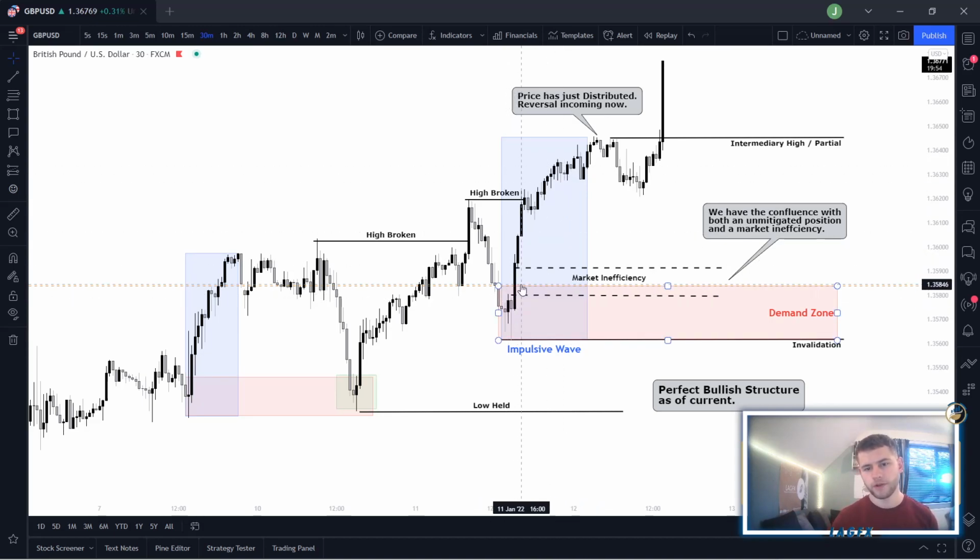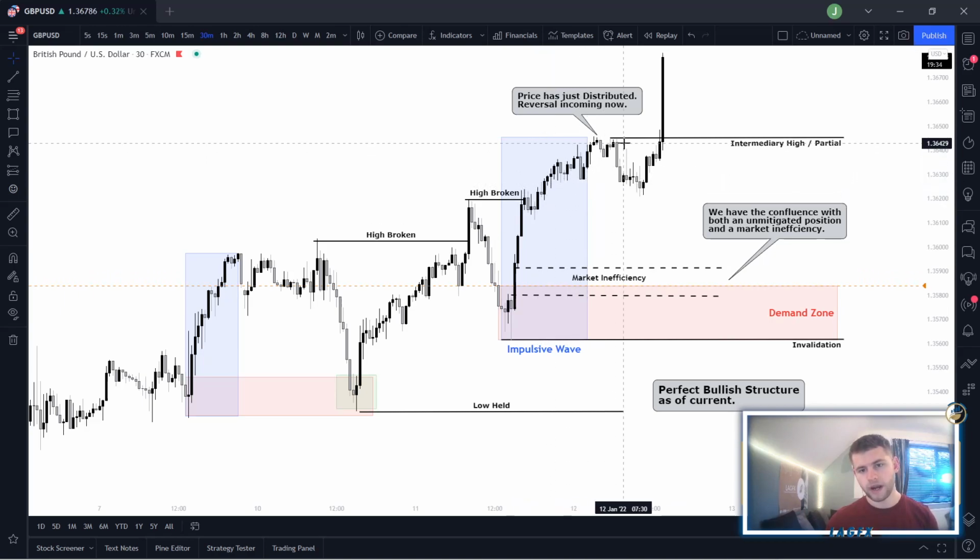If we can confluence that with a market inefficiency, even better. We've been able to do that here because there's inefficient price action throughout this region, no clear retracements to mitigate any positions between this area. It's just a clean impulse up. But then in here, this is much more efficient structure.